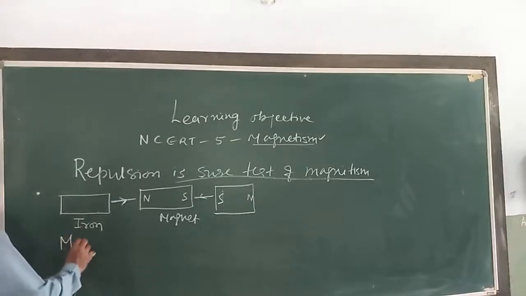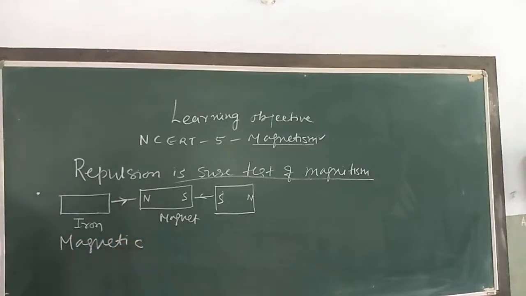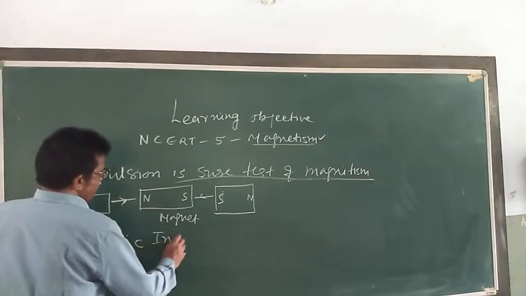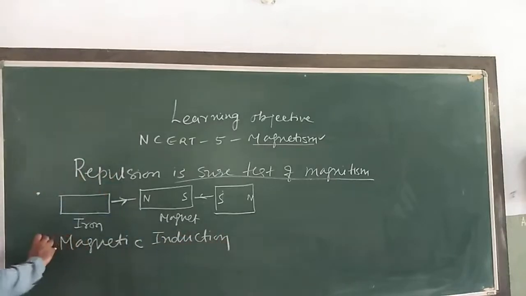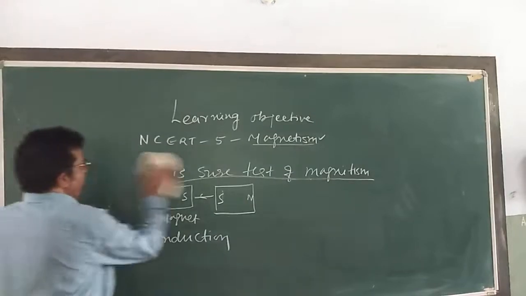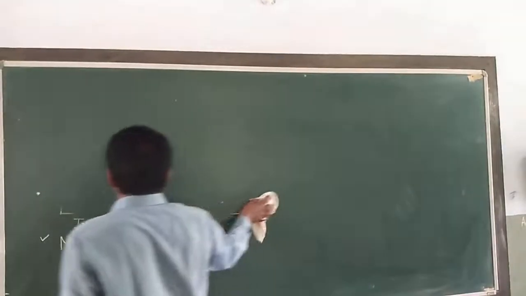Then another property is magnetic induction. What do you mean by magnetic induction? A magnet attracts certain other substances through the phenomenon of magnetic induction. For that I can draw a diagram to easily understand the phenomenon, how the magnetic induction happens.